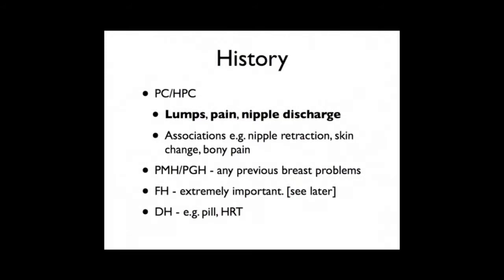Family history is extremely important, both in terms of the actual genes, the BRCA genes, and also in terms of relatives. And then finally, drug history, and this is really about exogenous estrogens, either administered via the pill or through HRT.